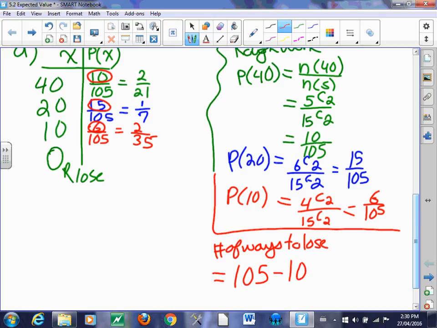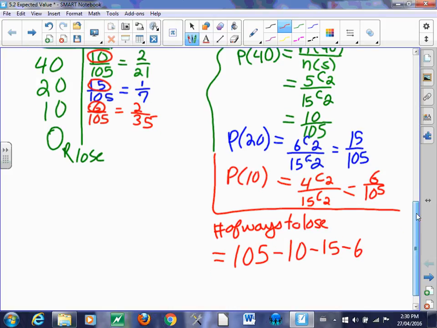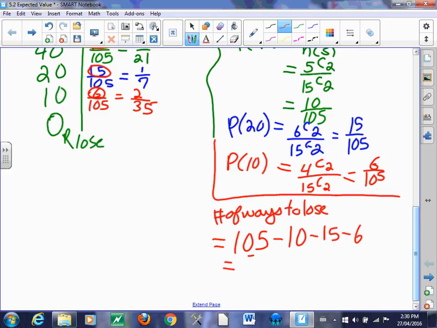So you have 10 possible ways to win your 40, subtract 15 possible ways to win your 20, and subtract your 6 possible ways to do your 10. So that gives us a total of 74 out of a total 105 to lose.